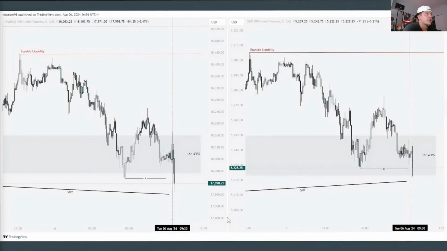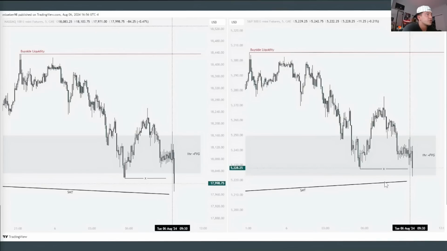So here's the 5-minute chart, NASDAQ on the left, S&P 500 on the right. This is what price did right after equities open. We dropped, we created that hourly SMT inside of the hourly bullish fair value gap. So what are we going to look for next? We're looking for a reaction off of that hourly internal range liquidity pool on our M5 chart.